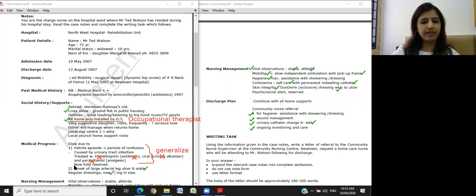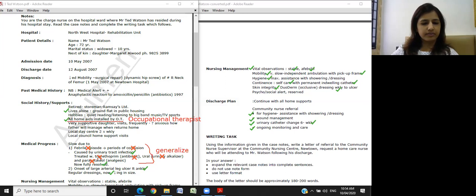I would also not need to say what symptoms he had. The details of symptoms is required only when the diagnosis is not confirmed. Here the diagnosis is confirmed that they had urinary tract infection, and then it has resolved. So I'm going to include these 2 points only: urinary tract infection, and it has now resolved.